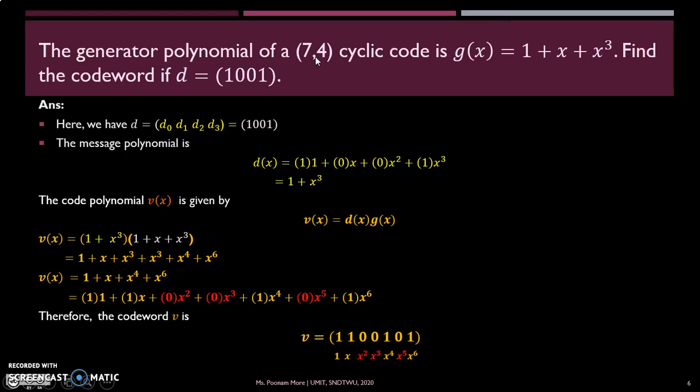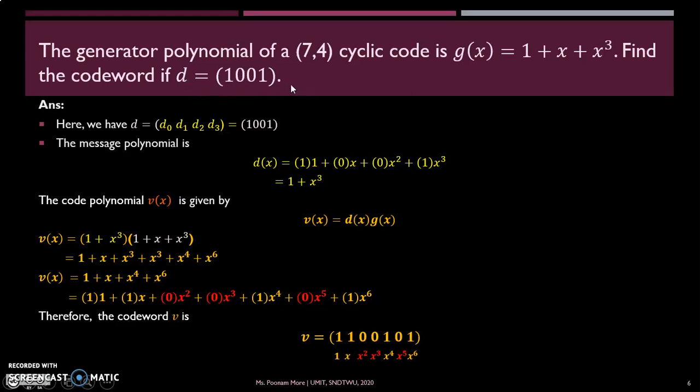Here 7, 4 represents the values of n, k, where 7 is the length of a code word, and therefore you will observe there are 7 bits present in the code vector. Similarly 4 represents the number of bits present in a message vector, and therefore here d is of 4 bits.